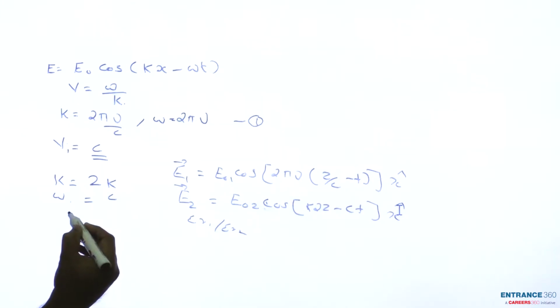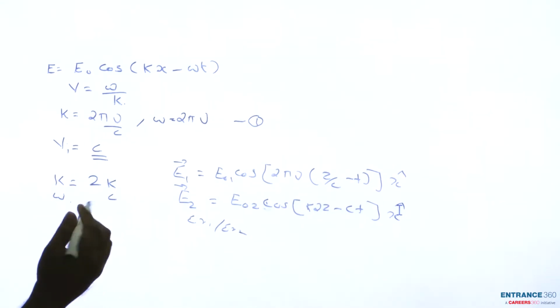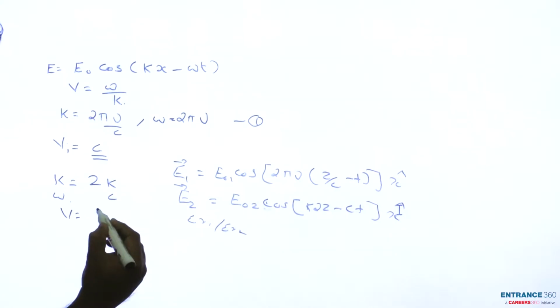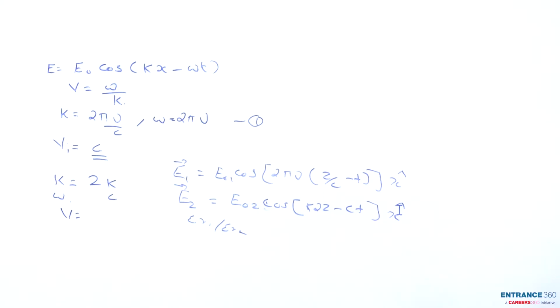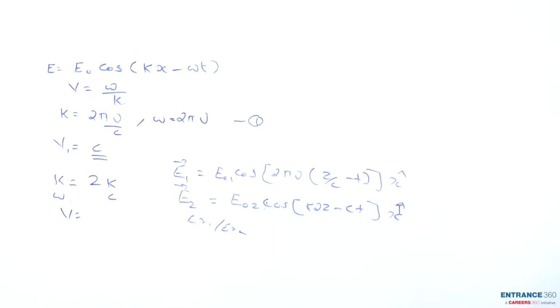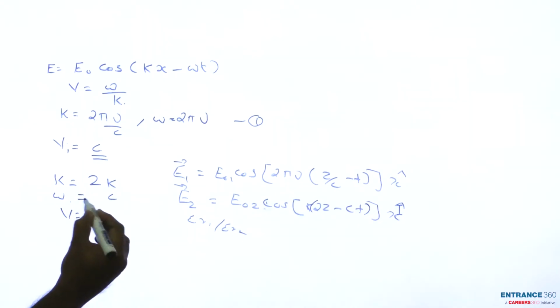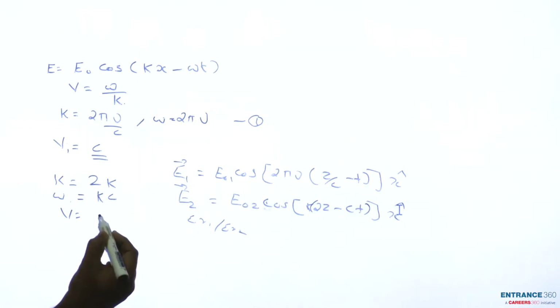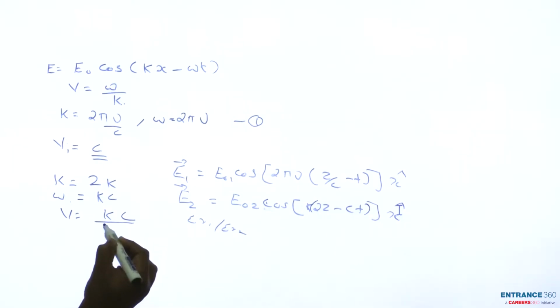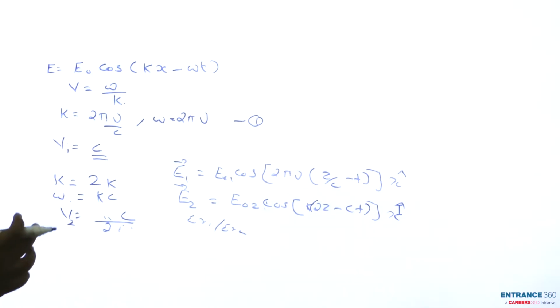Let's check the equation: equation 2 is given as k into (2z minus ct). So it is k into (2z minus ct). So omega is k into c, and velocity equal to omega by k, which will be kc by 2k, which is c by 2. So we get v1 and v2.